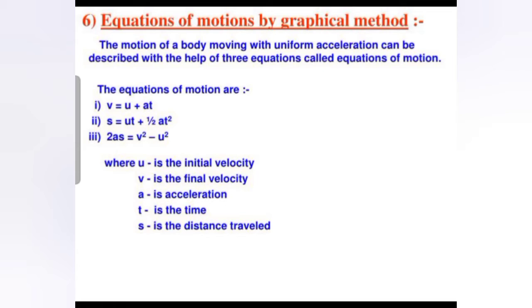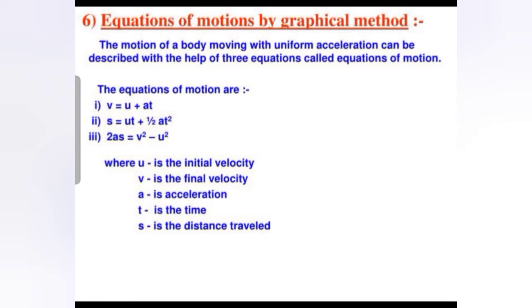The three equations of motion are: v = u + at, as you can see in the picture also. The second equation, s = ut + ½at². The third equation of motion is 2as = v² − u². Here u is the initial velocity of the object, a is the uniform acceleration of the body, v is the final velocity of the body after t seconds, and s is the distance travelled in this time. So these are the three equations of motion.